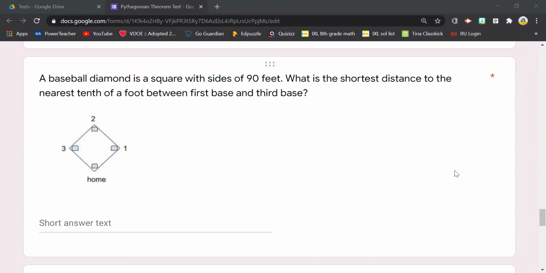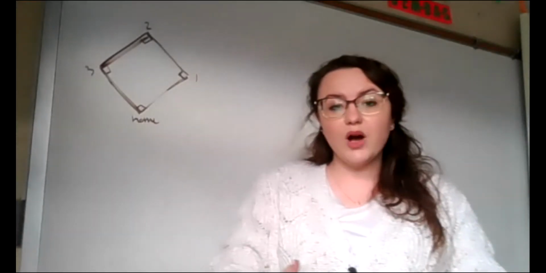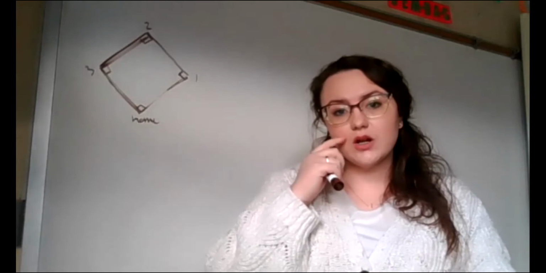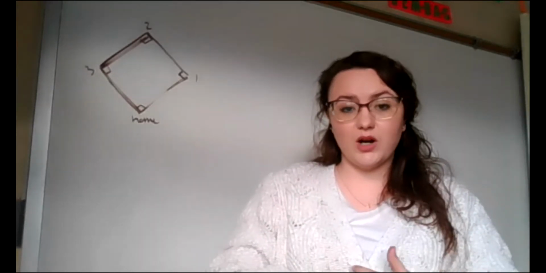Okay, here's the first one. A baseball diamond is a square with sides of 90 feet. What is the shortest distance to the nearest tenth of a foot between first and third base? My first piece of advice for solving word problems is always to draw a picture of your own, even if you're provided one, of what's going on in the problem.